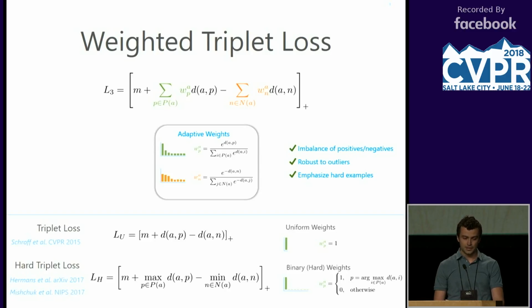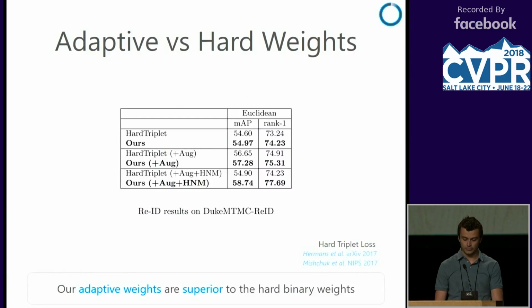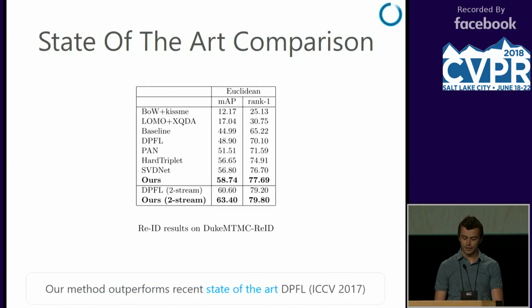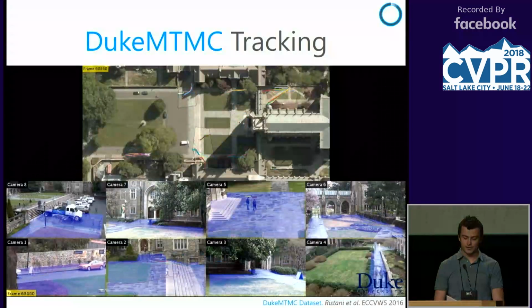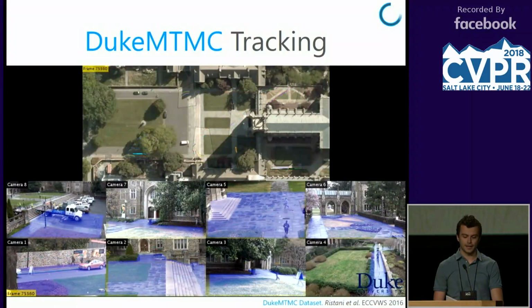In our evaluation, we will show that our adaptive weights perform better than the hard triplet loss with binary weights. Overall, the same model trained with our loss performs better than previous work. We also use our appearance features in the problem of MTMC tracking and compare our results on the Duke dataset.